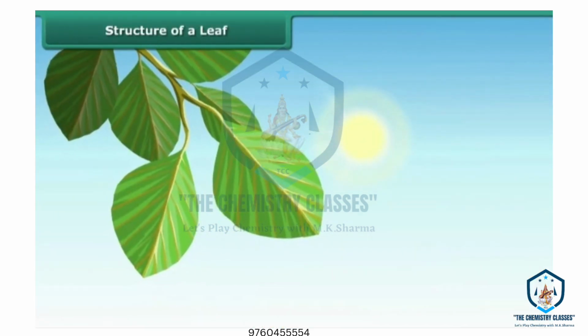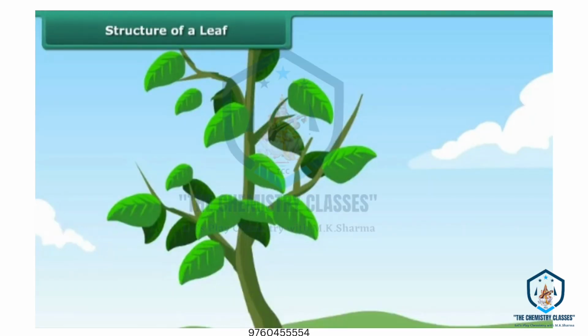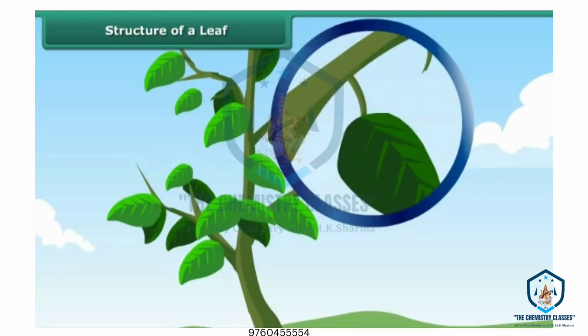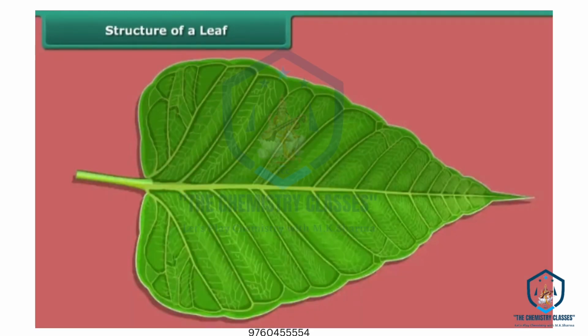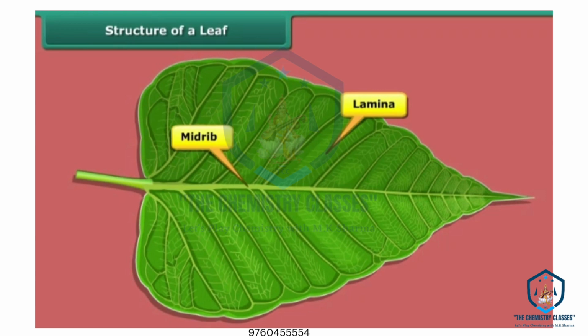A leaf is a flat, green structure attached to a node on the stem. The stalk by which a leaf is attached to the stem is called the petiole. The thin, flat and white part of the leaf is called lamina. The lamina is green in color. The thick line present in the middle of a leaf is called the midrib.